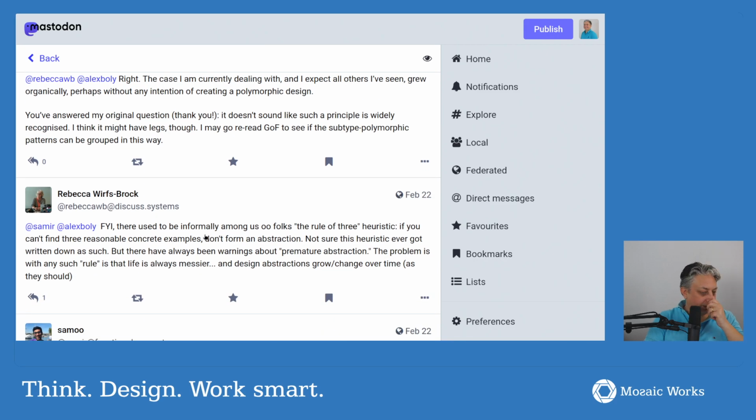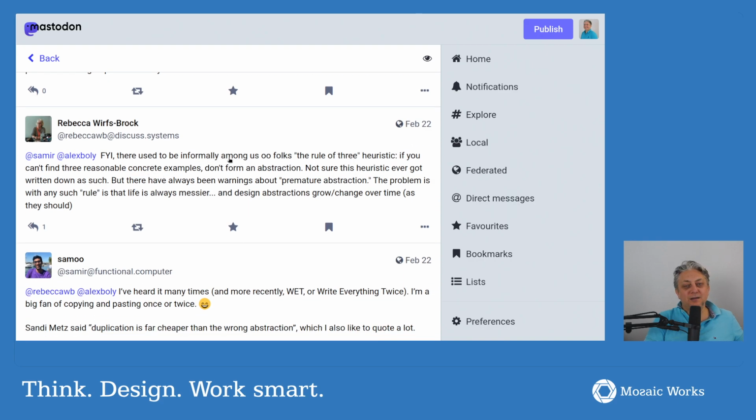Rebecca mentions then, related to this, there used to be informally among us OO folks the rule of 3 heuristic. If you can't find 3 reasonable concrete examples, don't form an abstraction. This is the same rule we are using for test-driven development. You need to see duplication in 3 places before extracting an abstraction out of it.